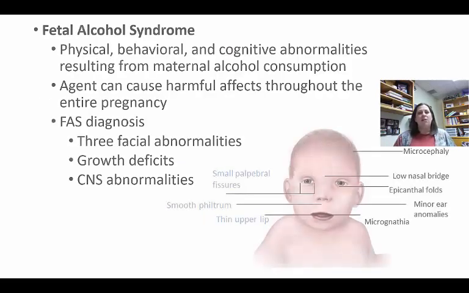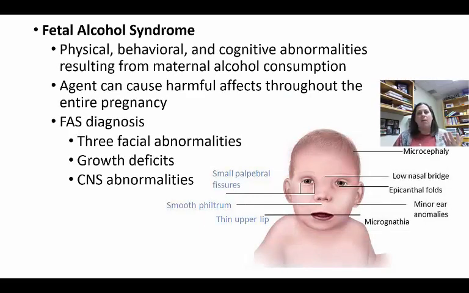I want to spend a little bit more time on the fetal alcohol part because alcohol is one of those that can affect the baby through the whole pregnancy. From day one until the day before the baby's born, the alcohol could potentially affect the baby. It can cause physical, behavioral, and cognitive problems, and this is due to the mom consuming alcohol during pregnancy. The agent can cause harmful effects the entire pregnancy, and this is what makes it unique.